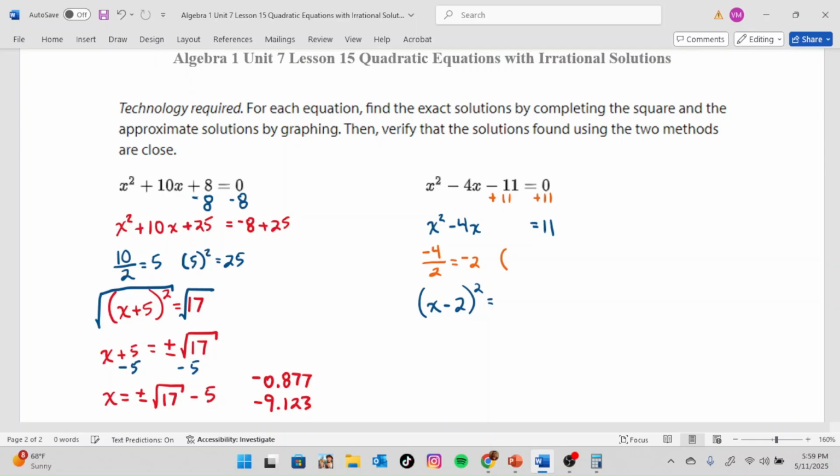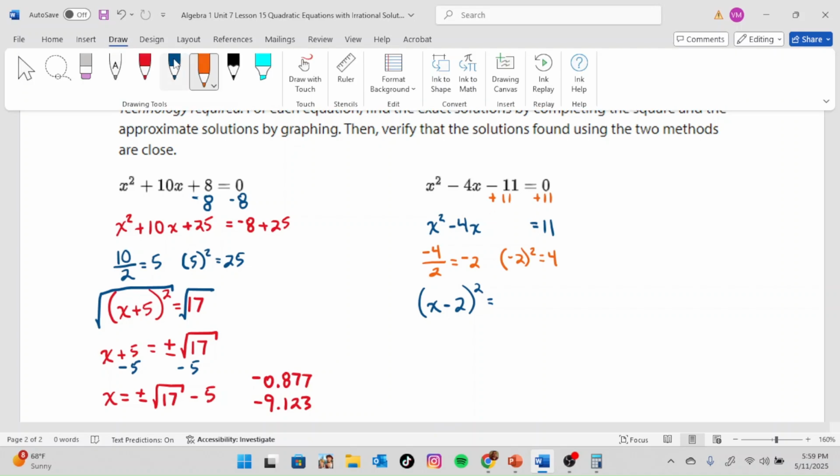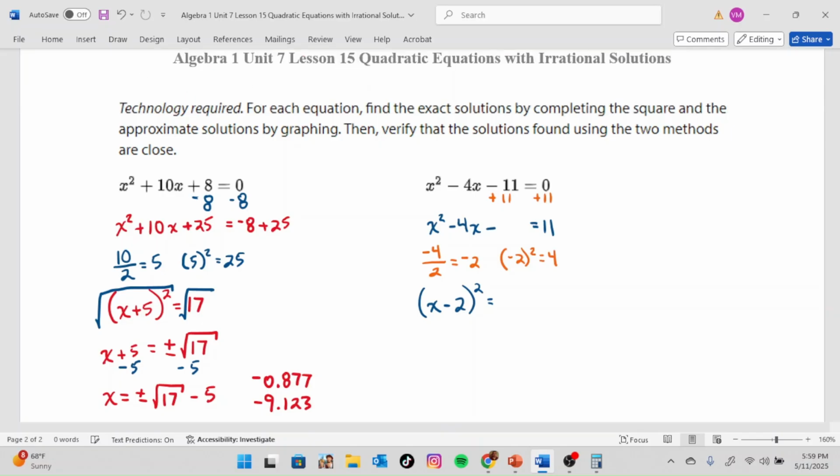We take that negative 2 and we square it, which gives us 4. We add 4 to the left side as the new c term. But if we add 4 to the left, we also need to add 4 to the right. Now we can see that the right side equals 15 because 11 plus 4 is 15. This gives us our perfect square factored form.